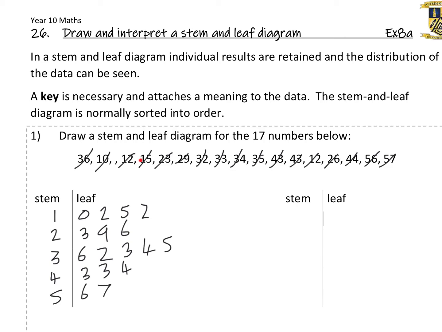1, 2, 3, 4, 5, 6, 7, 8, 9, 10, 11, 12, 13, 14, 15, 16, 17. 17 numbers. That gets you 1 mark if you were asked to do that in an exam, and that is for putting the values into the correct rows. What you then have to do is put them in order for the second mark.